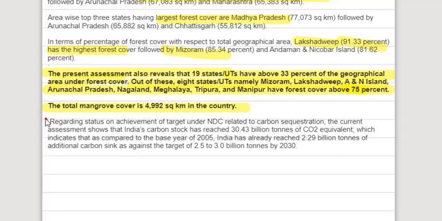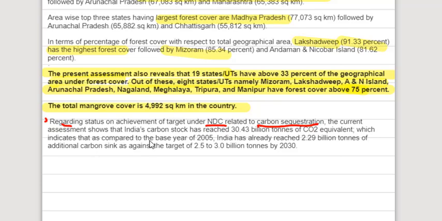We will see later. Regarding the status on achievement of the target under NDC, that is nationally determined contribution, related to carbon sequestration. What is carbon sequestration? Carbon sequestration actually is the process of capturing and storing carbon from the atmosphere, generally done by the trees. So it is important: when we increase our tree and forest cover, we increase the carbon sequestration also.